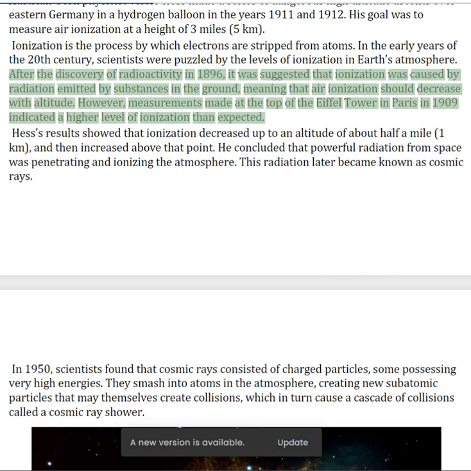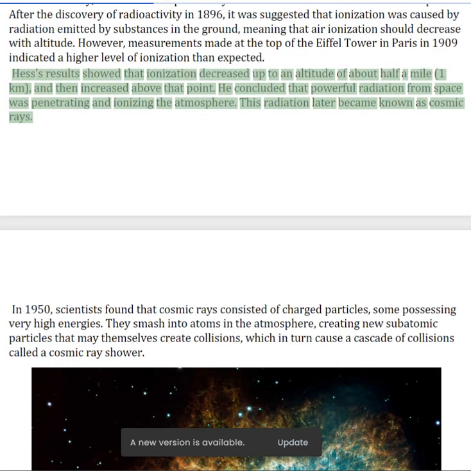Hess's results showed that ionization decreased up to an altitude of about half a mile, and then increased above that point. He concluded that powerful radiation from space was penetrating and ionizing the atmosphere. This radiation later became known as cosmic rays.